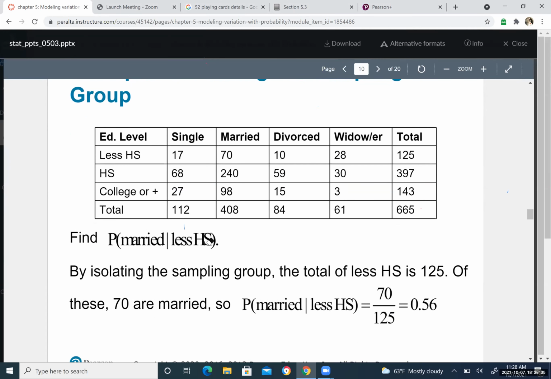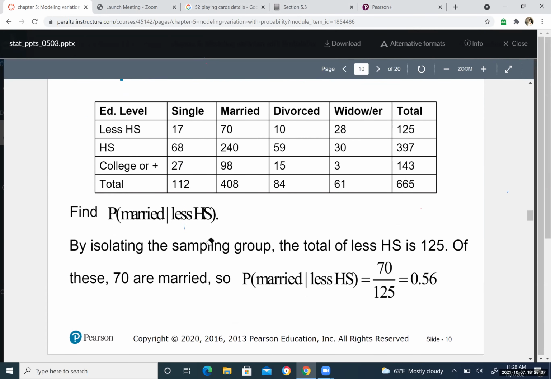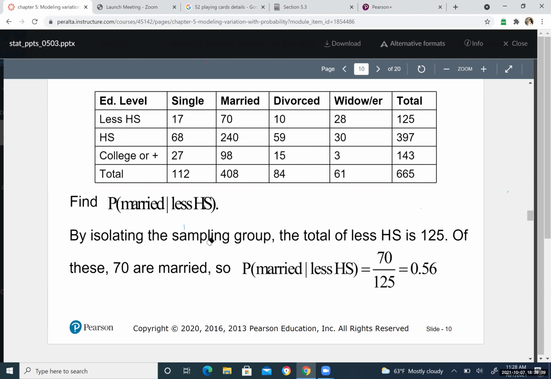So let's do more examples. Let me show you one more time, then I let you practice. Oh, let's try to finish all of this, then if we have time, I let you practice on it. Okay, so find the probability of married given less than high school. So this time they replace this group, right? They replace college level, now it becomes less than high school.